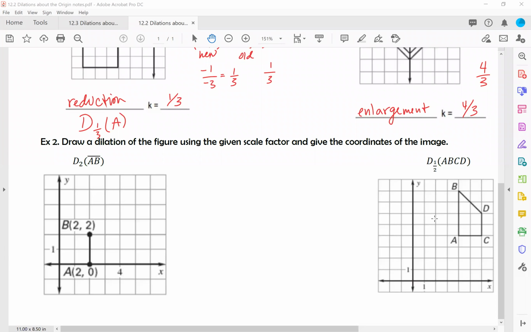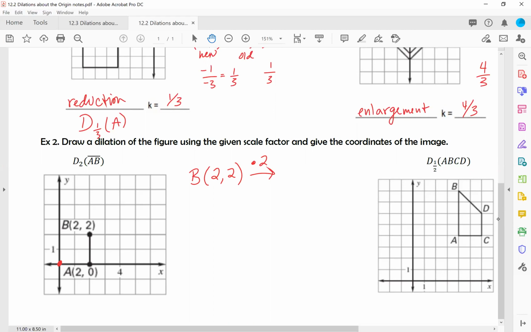All right, so I'm going to take B. My original is 2, 2, and then I'm going to multiply each of my coordinates by 2. And you have to do this for both the x and the y, okay? Because not only is your figure going to get larger in size, it's also going to move away from or closer to the origin because we're dilating centered at the origin here. If it's an enlargement, it moves further away from the origin. If it's a reduction, it moves closer in. So you have to multiply both your x and your y.